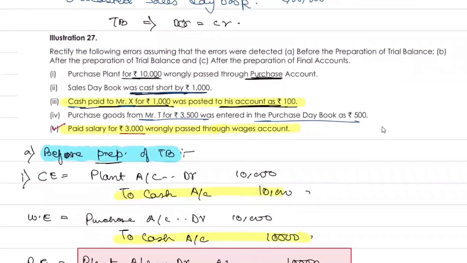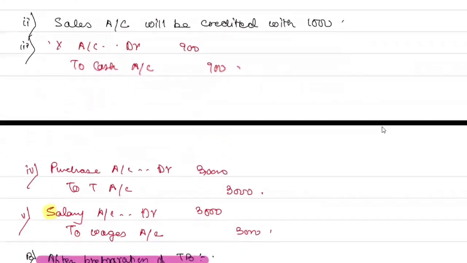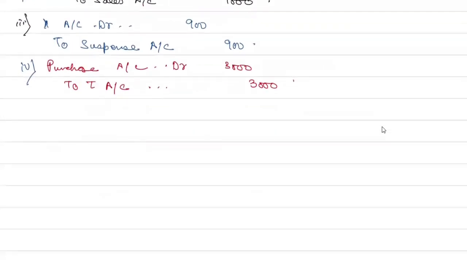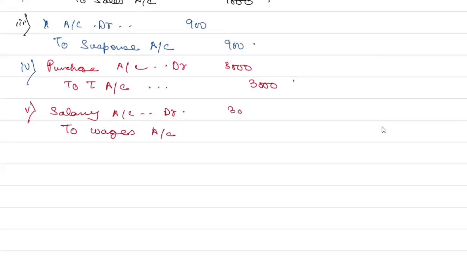Now last one. Paid salary for 3,000 was wrongly passed through wages account. See, salary and wages, both accounts are visible to us. We know what has to be done. What we will do? We'll do salary account debit to wages account, 3,000 and 3,000. Correct? So you got it, na?